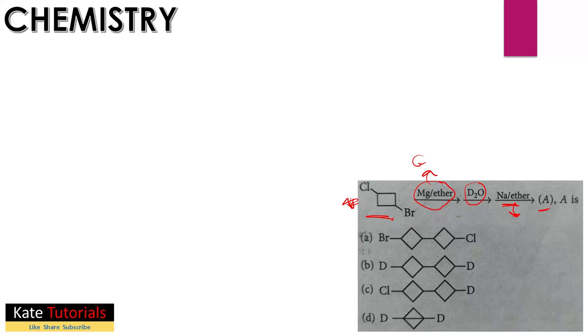They have given four options, right? So this is one of the easiest questions, we can easily solve it. Initially let me start with the given molecule. They have given this cyclobutane. Here we have bromine and here we have chlorine. We know that the carbon-bromine bond will be very weak.